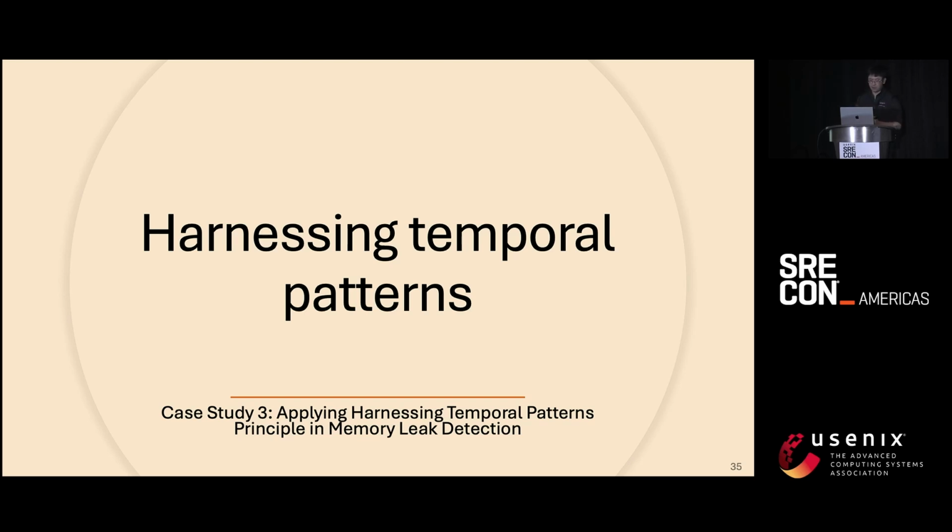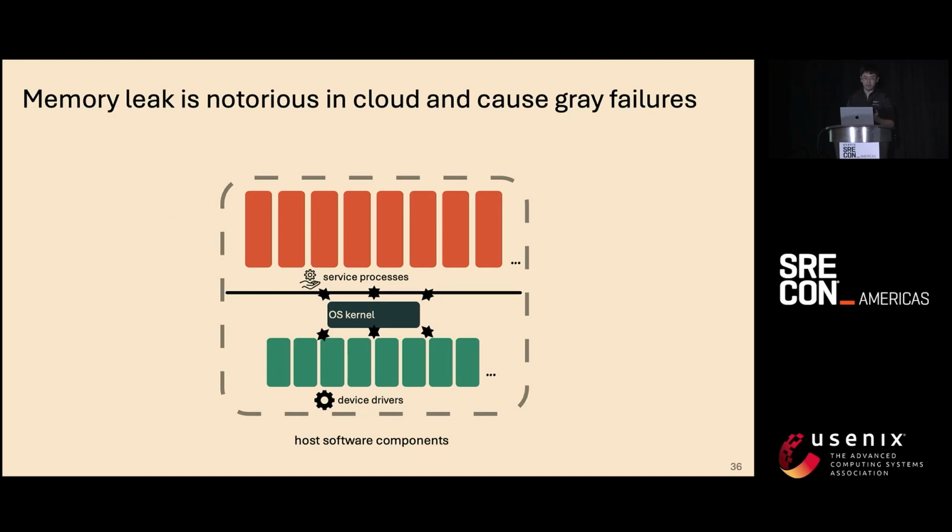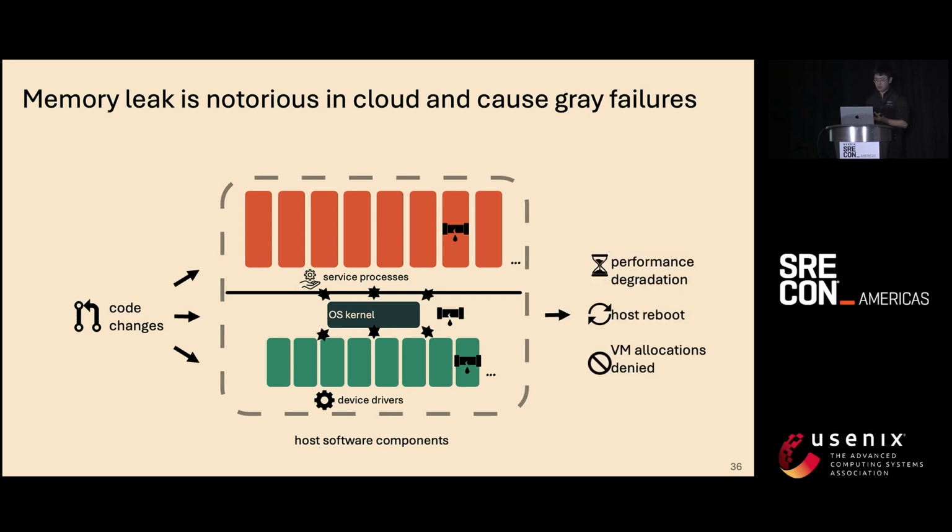The third case study I want to show is how we are harvesting the temporal pattern principle in Azure. The case we are showing is a memory leak. As we know, memory leaks are notorious in the cloud and cause a lot of grey failures. For example, let's say we roll out some change on the cluster, maybe a change in the agent, and it leaks memory in user mode or in kernel mode. Such leaking usually causes performance degradation, host reboots, or VM allocation failures.